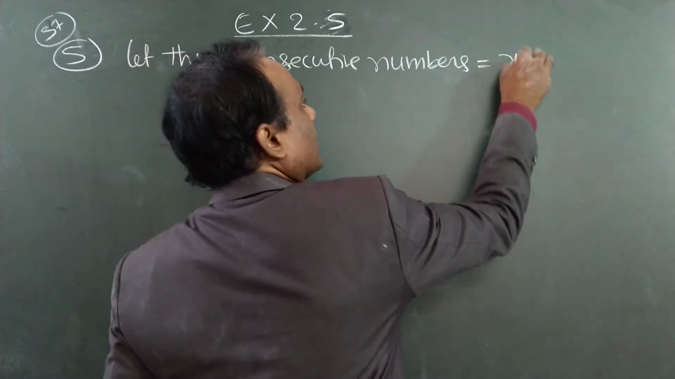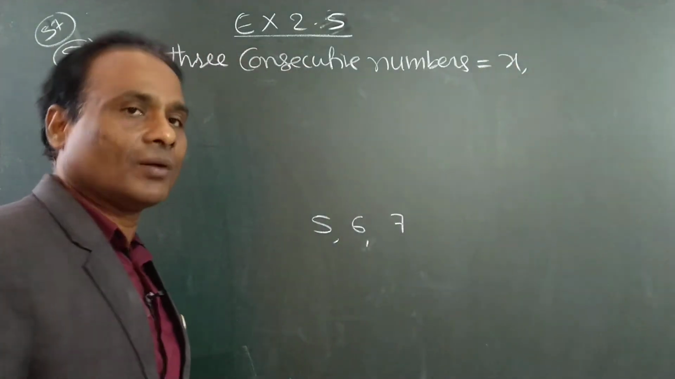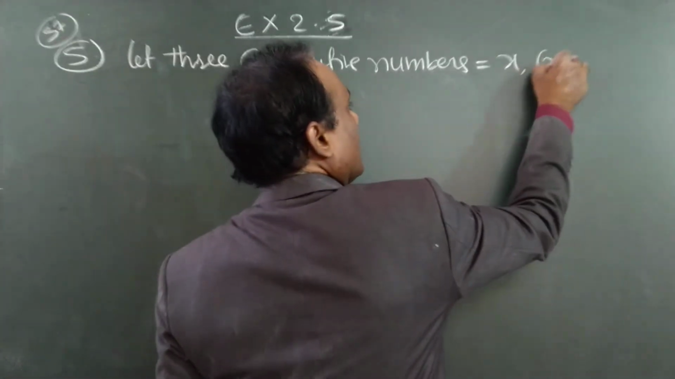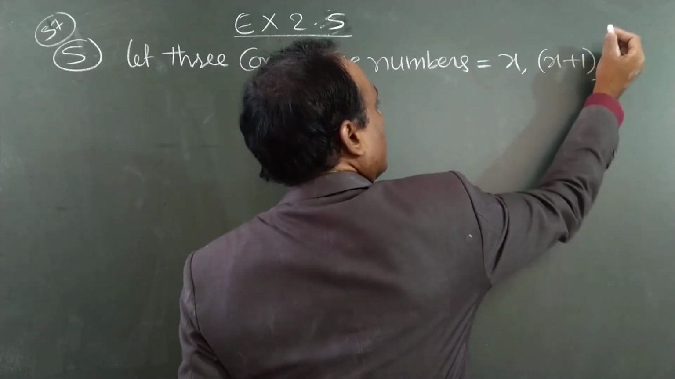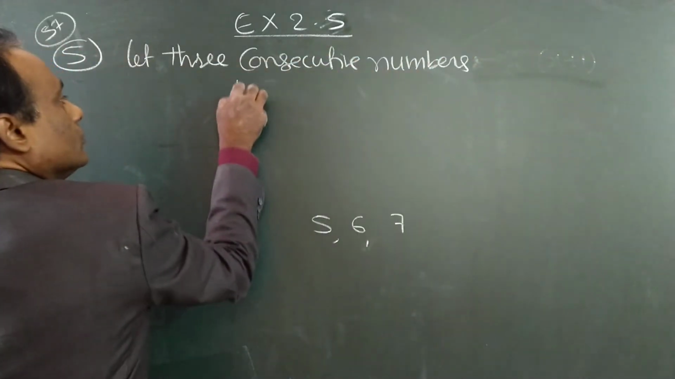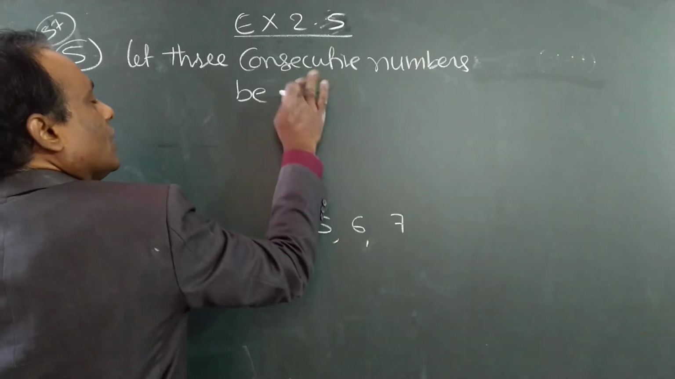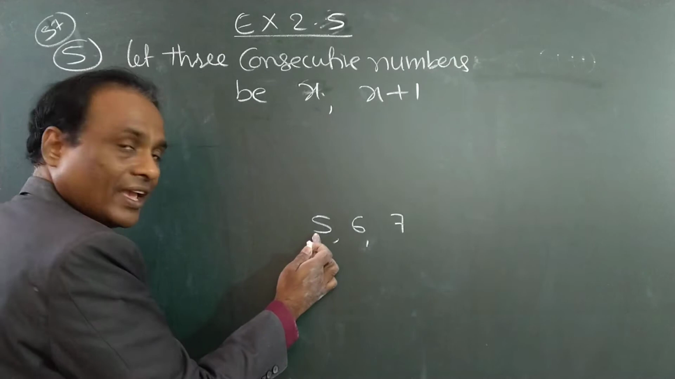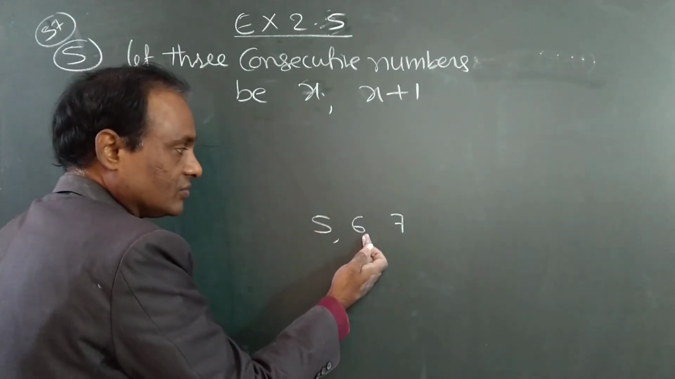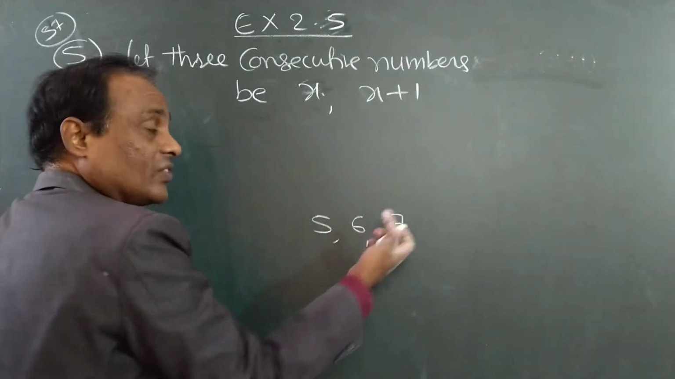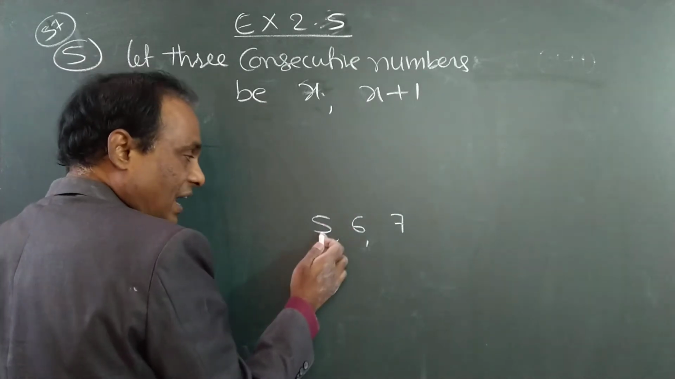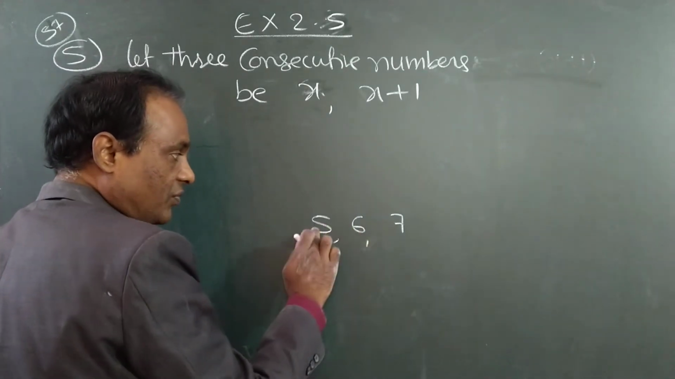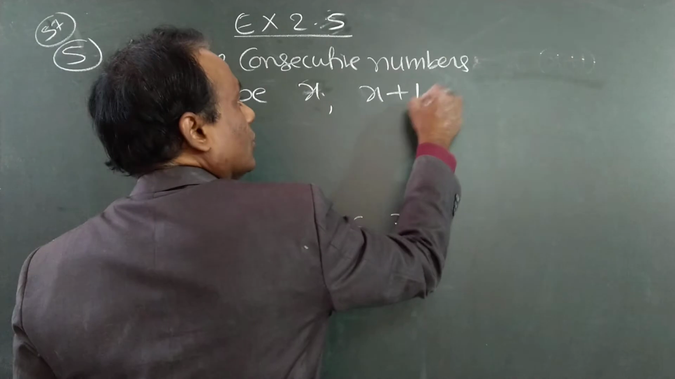Suppose the first number is x. What is the next number? x plus 1. First number suppose x, next number plus 1. 5 means 5 plus 1, 6. 5 plus 2, 7, like that. If 1 is added to this, we will get this. If 2 is added, we will get this.